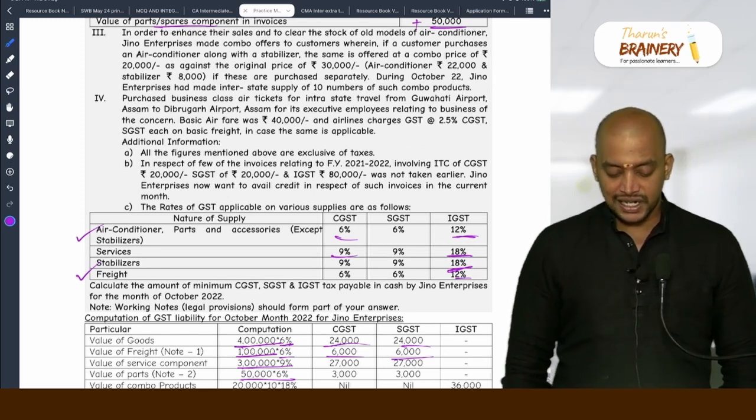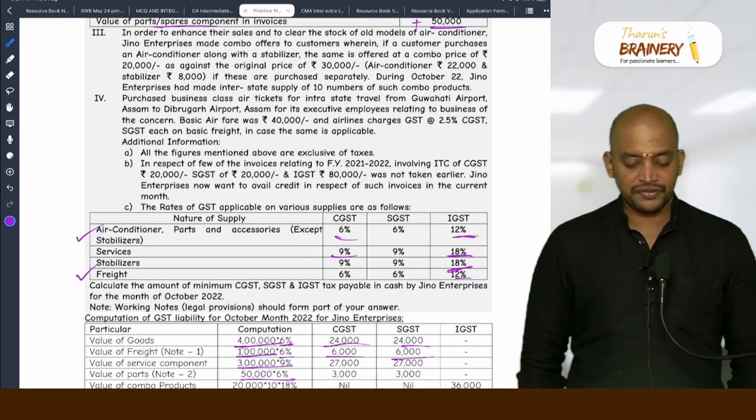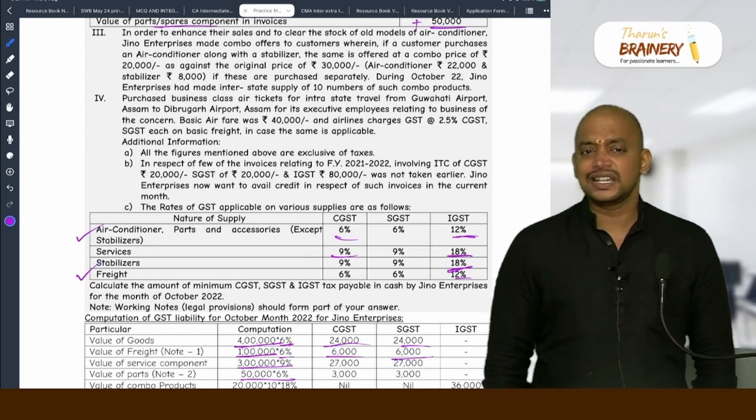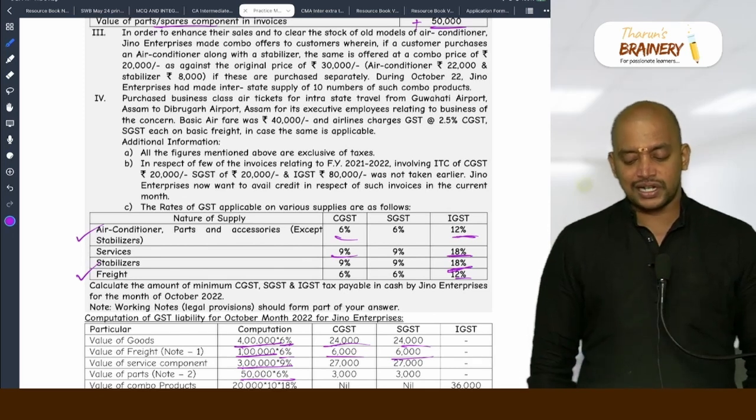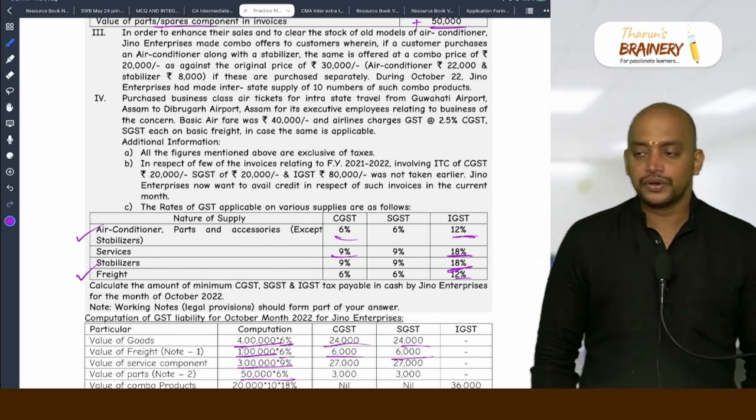Now, what is that? Airlines, what is the rate of GST? 2.5, 2.5. So, can we take it as ITC? Yes. All the figures mentioned above are exclusive of taxes. In respect of a few invoices relating to financial year 21-22, ITC of CGST was not taken earlier. Can we take the ITC now?